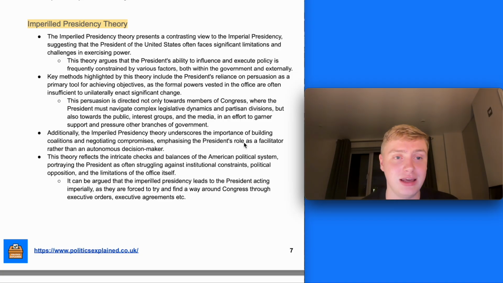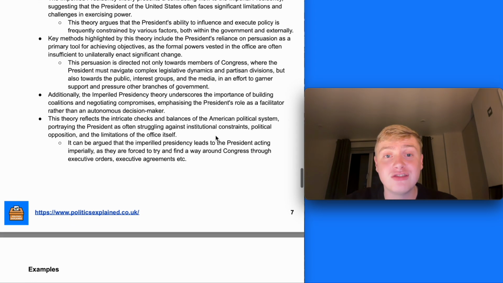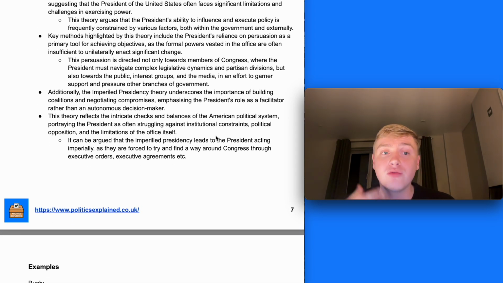the government and externally. Key methods highlighted by this theory include the President's reliance on persuasion as a primary tool for achieving their objectives, as the formal powers they're given in the Constitution are insufficient to actually enact any meaningful change. This persuasion is directed not only towards Congress, where the President has to navigate complex legislative dynamics, partisan divisions, and often divided government, but also towards the public, interest groups and the media, in order to gain support and pressure other branches of government.